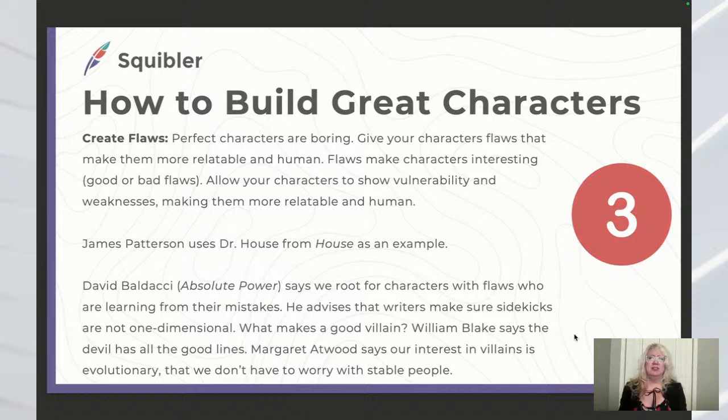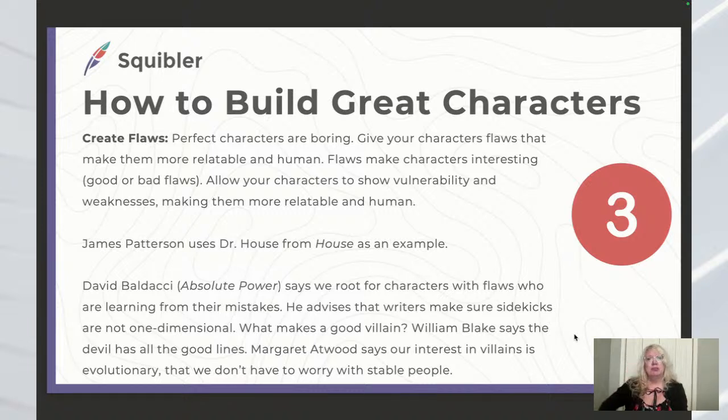James Patterson gives an example with House, the TV series, how Dr. House is a very flawed character. He's an addict, but he's also a doctor. He does good things, but he does really awful things as well. And that compels us to keep watching his story.